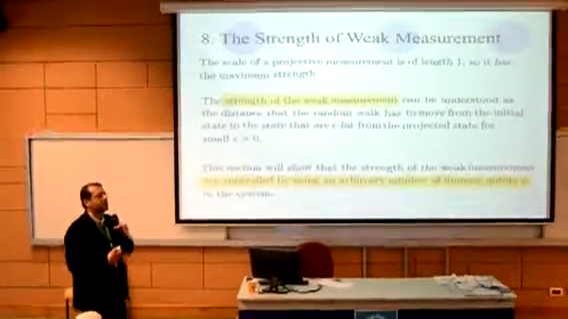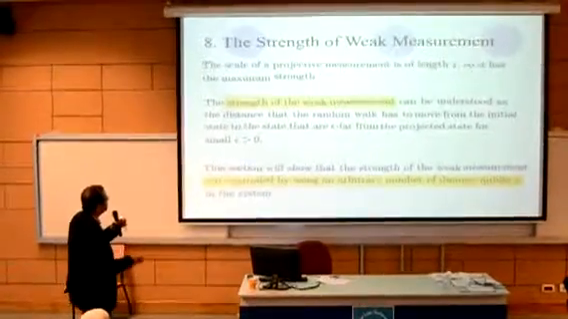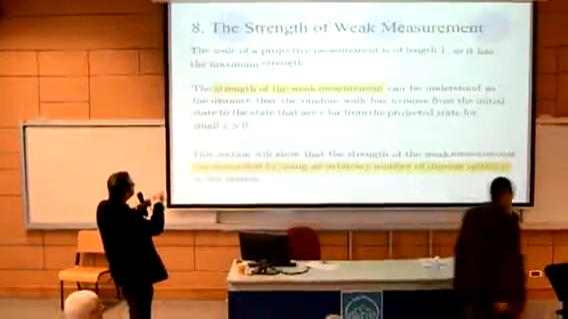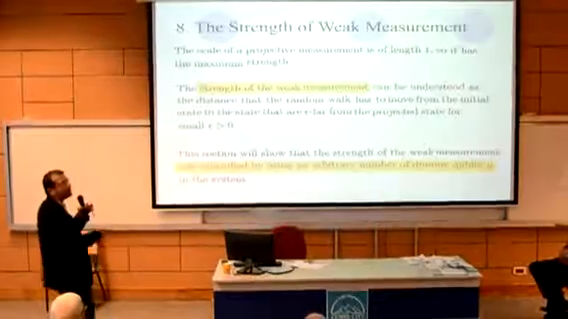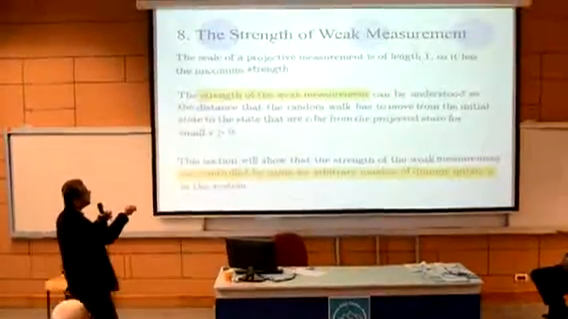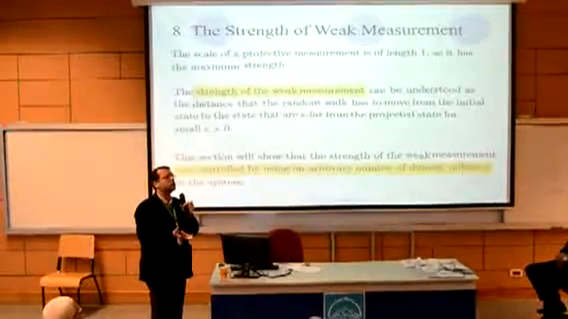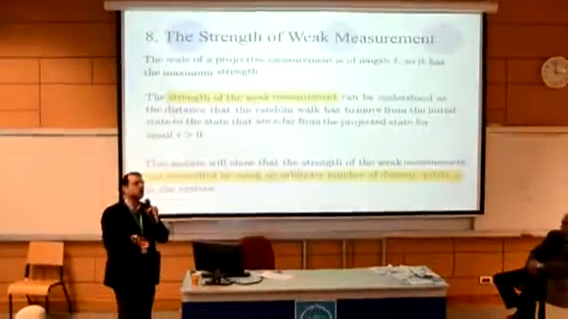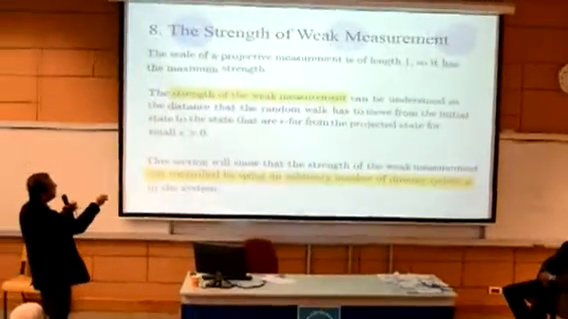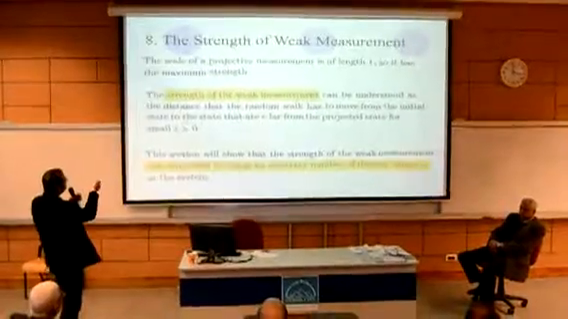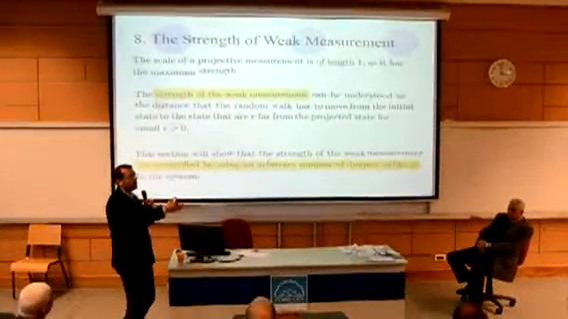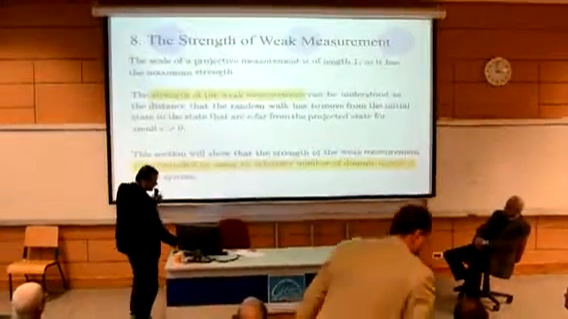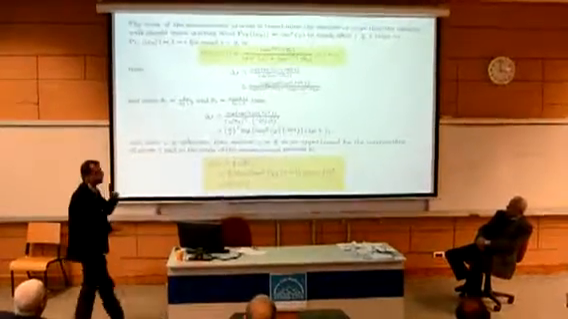Actually, we can now even control the strength of the weak measurement. The strength of the weak measurement we are going to define as the distance that the random walk has to move from the initial state to the state that is epsilon far from the projected state. Using the projective measurement, the strength is equal to 1. After one measurement, we are going to reach the projected state. But now we have a distance, we have a number of measurements we can do until we reach the projected state. This strength actually can be controlled, as we are going to see.